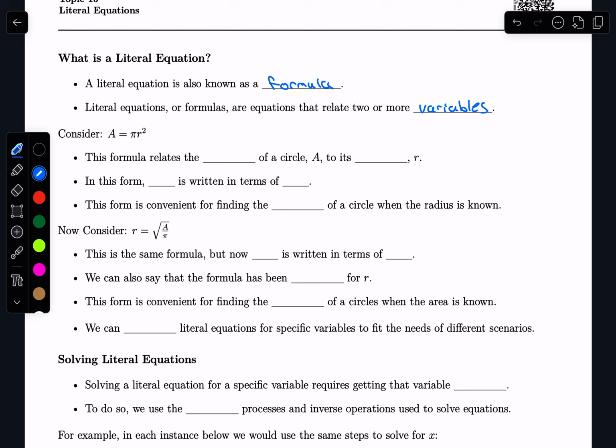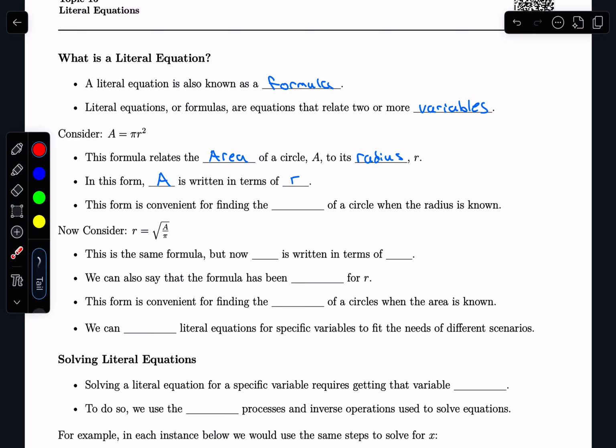And so essentially what we're going to be doing in this lesson is taking formulas and rewriting them in terms of different variables. So the one we're going to start with here says to consider A equals pi r squared. This formula relates the area, which is A, of a circle, to its radius, which is r. So the formula is read that area equals pi times radius squared, where A is the area, r is the radius. In this form, we have the A all by itself, isolated on the left side. So in this form, we say that A is written in terms of r.